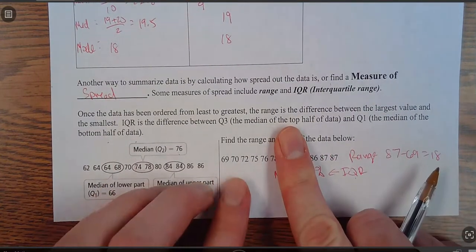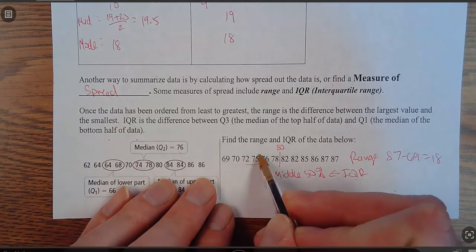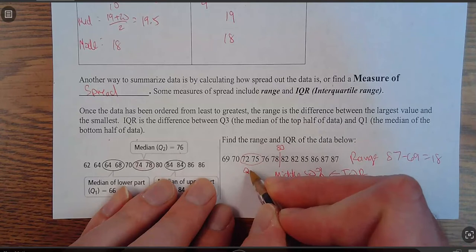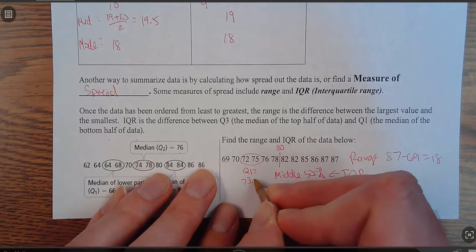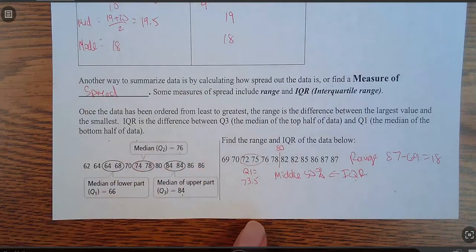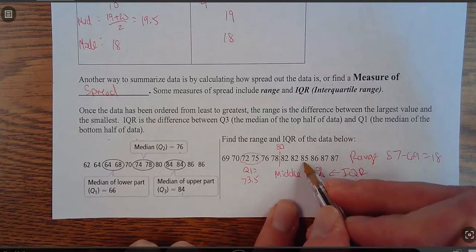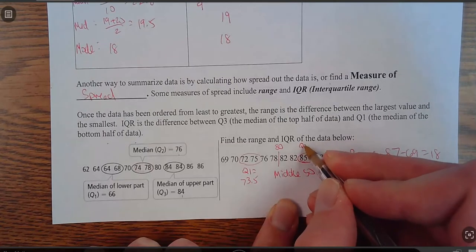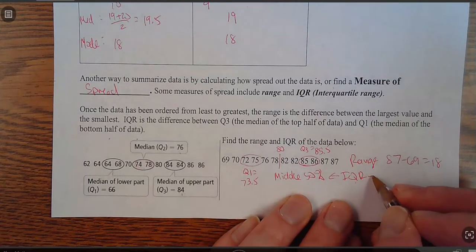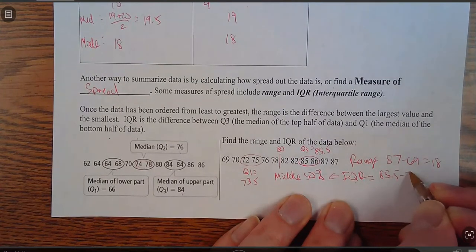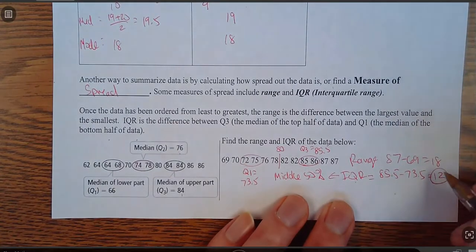Now I'm going to take the bottom half of the data, so do not include that 80. So I've got 1, 2, 3, 4, 5, 6. That means these two numbers right here. So Q1 would equal 73.5. So it's the middle of 72 and 75. Now to find Q3, again, there's 6 numbers in the top half of the data. So here's the middle. I'm going to write it above. So Q3 would be 85.5. So my IQR is going to be 85.5 minus 73.5, which is 12. So my IQR is 12.